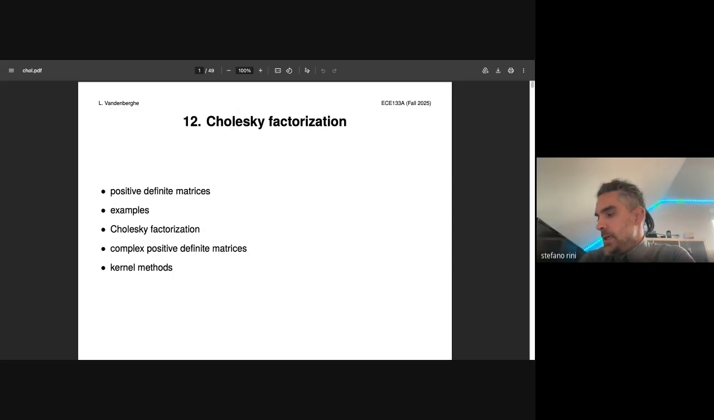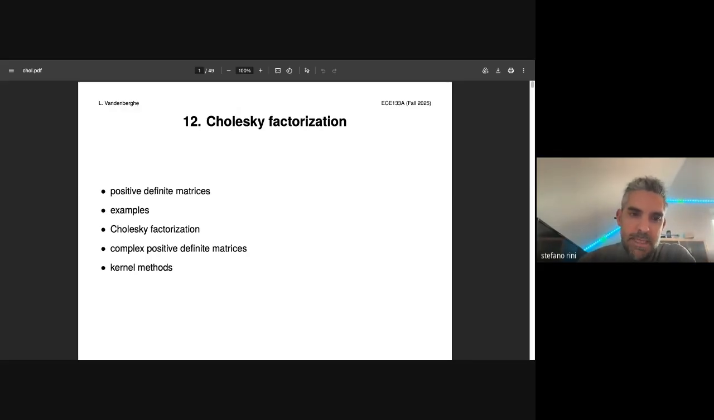PCA is principal component analysis. It's built on SVD, singular value decomposition. So we need to introduce the notion of positive definite matrices, okay? And this builds upon the previous notion, but it's sort of something different.